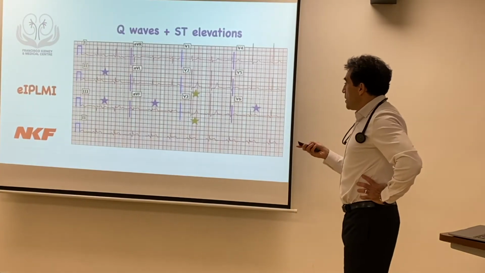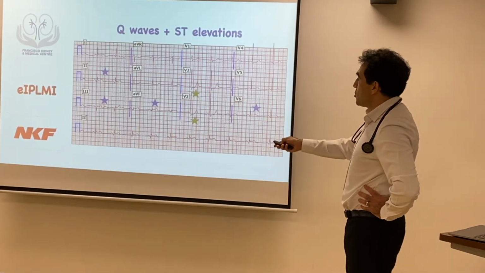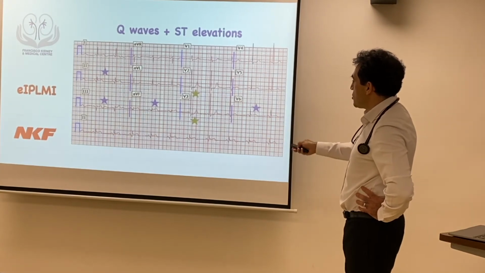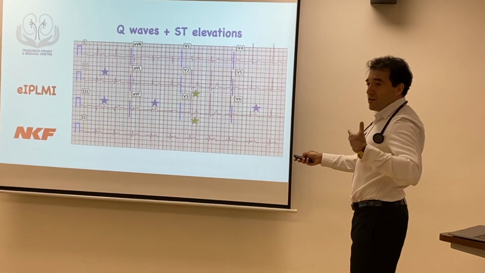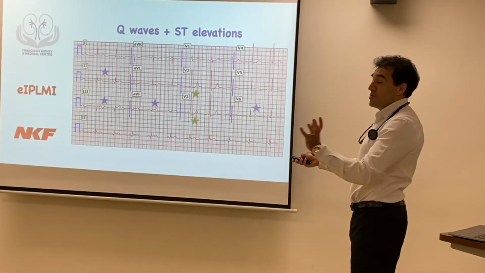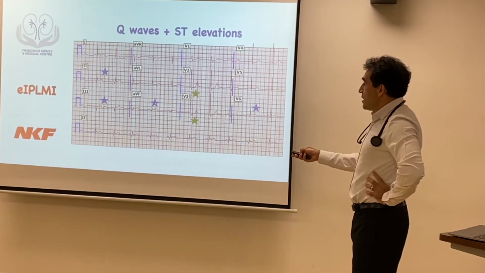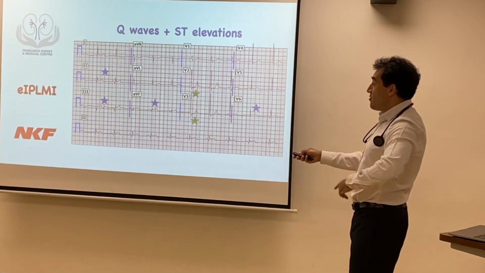This is an evolving inferior, posterior, lateral MI, so there are changes in those positions. But there are also Q waves and ST elevations here. You can see the ST elevations. Q waves do not occur in all MIs, but if you see Q waves, you know the person had an MI. After an acute MI, the ECG can start evolving and the Q waves start appearing.